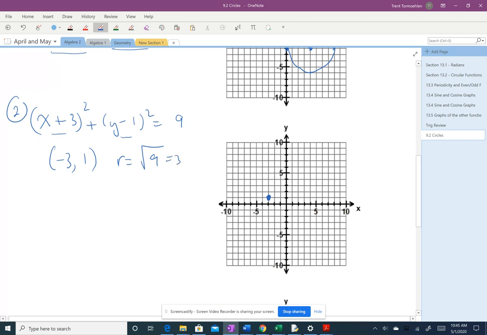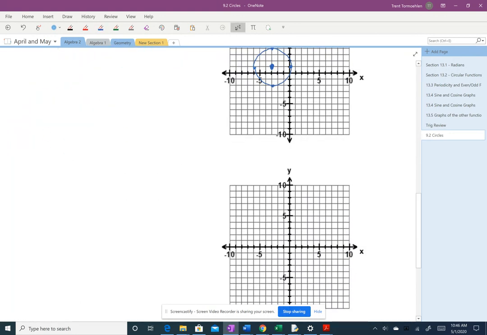And so to graph it, we need to go 3 directions. And the easiest way to do this is to do it in the cardinal directions, as I call it, which means up, down, left, right, north, south, east, west, whatever you want to think about it. So we're going to go up 3 to here, up 3 to here, up 3 to here, and up 3 to here, doing our best then to draw it by getting the curvature that we know that a circle looks like. And that is the graph of x plus 3 squared plus y minus 1 squared equals 9.